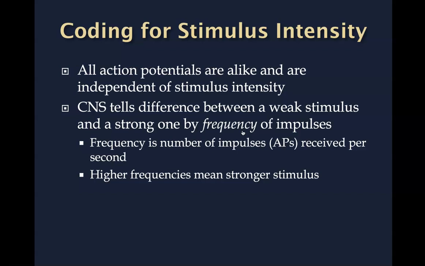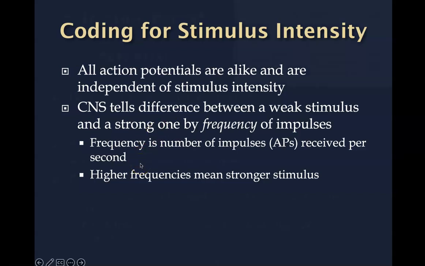All action potentials are alike, and they are going to be independent of stimulus intensity, which means all action potentials are going to take you up to about negative 30 millivolts and then back down, no matter what. So the way that the central nervous system tells the difference between a weak stimulus versus a strong one is the frequency of impulses, or the frequency of action potentials.